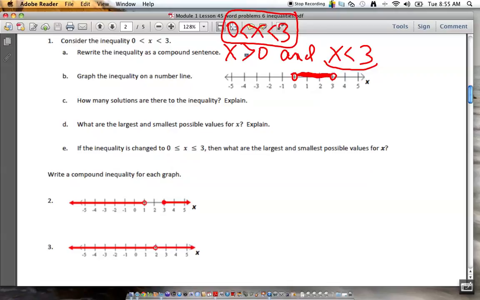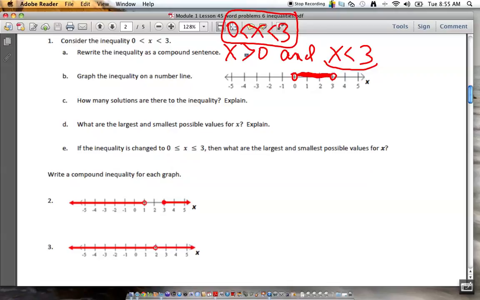How many solutions are there? We just explained. What are the largest and smallest possible values for x? There is no largest possible value for x, and there is no smallest possible value for x. Every time you think you've gotten to the smallest value, say 0.1, I can just add another zero, and I can make it a little bit smaller. Likewise, if I think it's 2.9999999, I could then say 2.99999999991, and it's automatically going to be bigger.